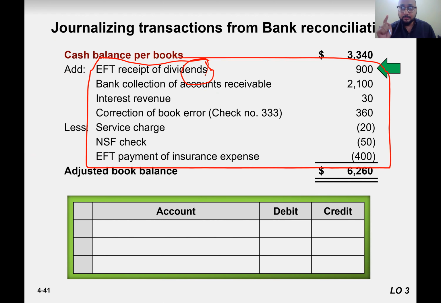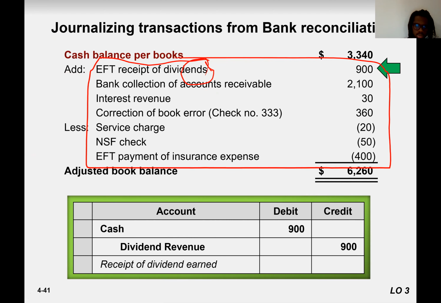Dividend revenue, revenue increase, credit, cash increase, debit. What is the entry? Cash to dividend revenue, because this is income. Normally dividend is expense because you pay dividend, but this is you are receiving dividend. When you receive dividend, it is your income, revenue, right?